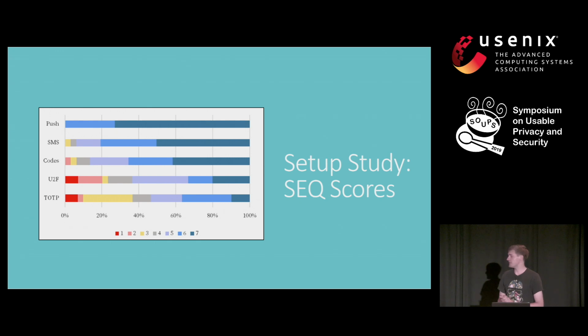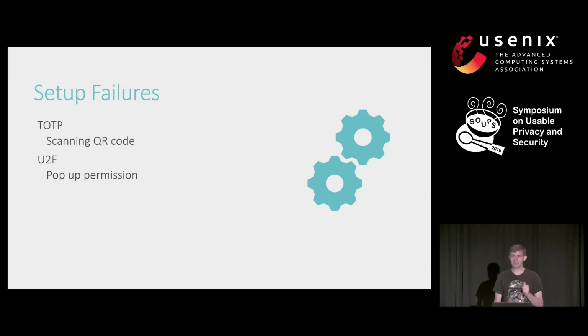And for U2F and TOTP, which had those 2-1, which is the worst score, on the bottom, we think that those poor scores might be explained by the setup failures, which occurred twice with TOTP and twice for U2F. So for the TOTP, these errors came when a participant attempted to scan a QR code with their camera app, rather than first downloading the Google Authenticator app. The instructions did say you must download the Authenticator app before you scan this code, but a lot of participants don't read. As soon as they see a QR code, they just want to scan that.